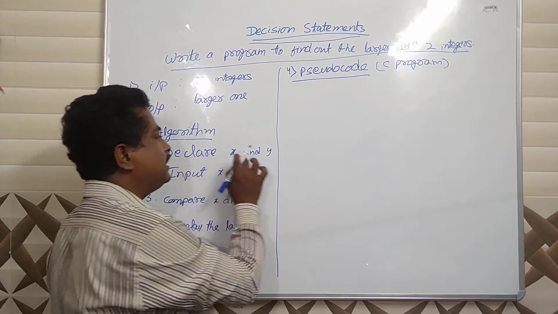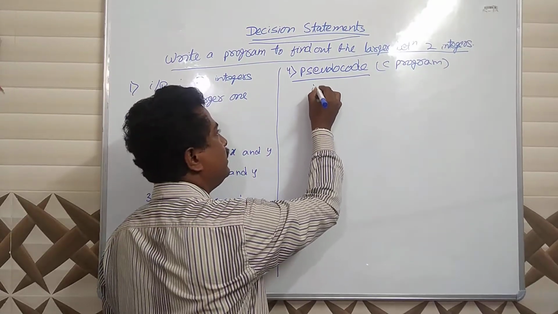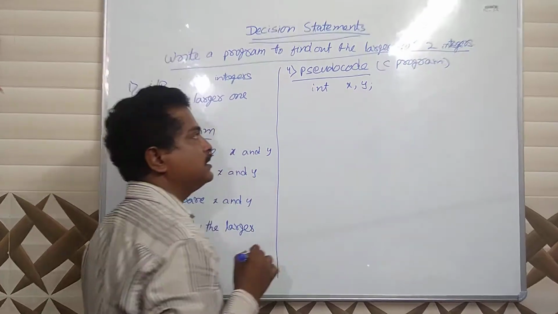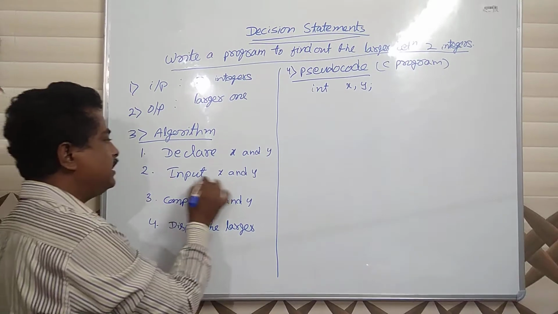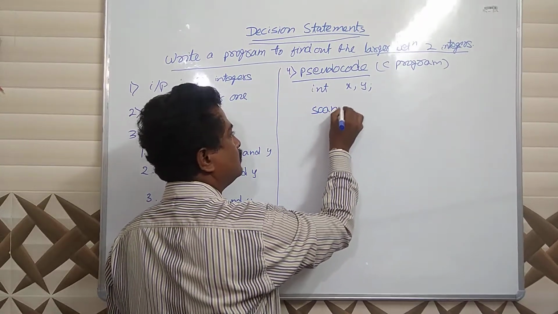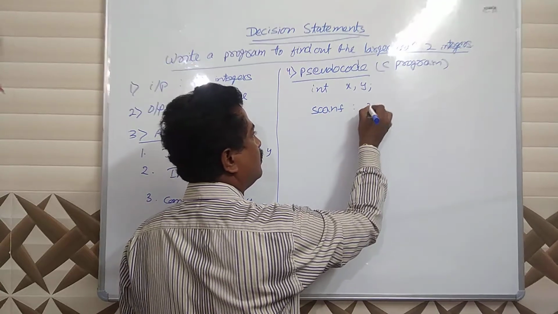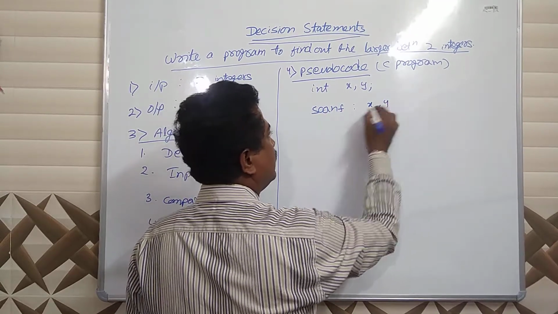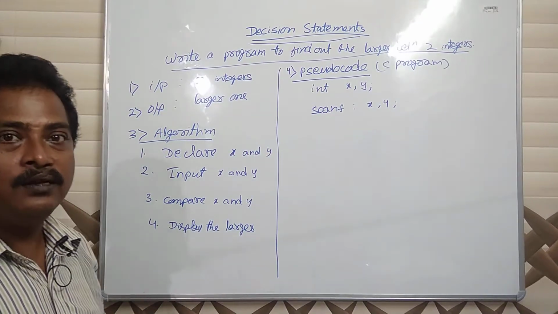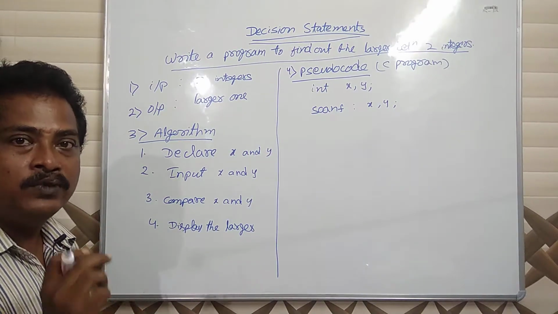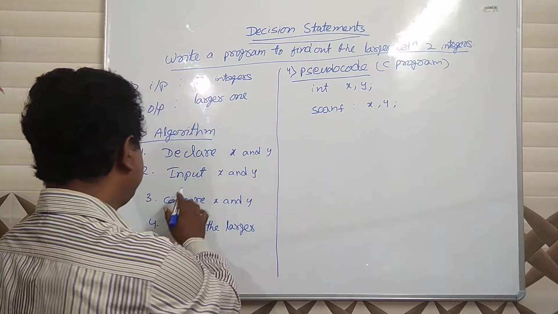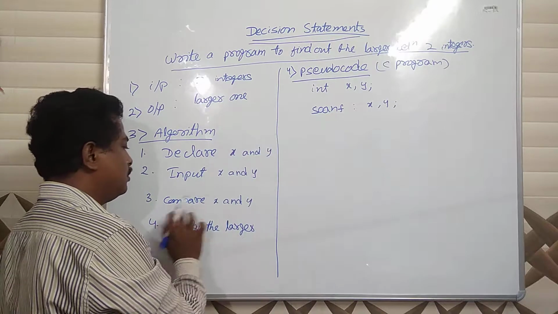So first declare x and y. How are we declaring? Int x, y. This is the declaration in C language. Next, input. For input, what are we writing? Scanf x, y. In pseudocode, I have written scanf x, y. When I am writing the code, I have to write properly scanf %d, ampersand x, ampersand y. After input, compare x and y.